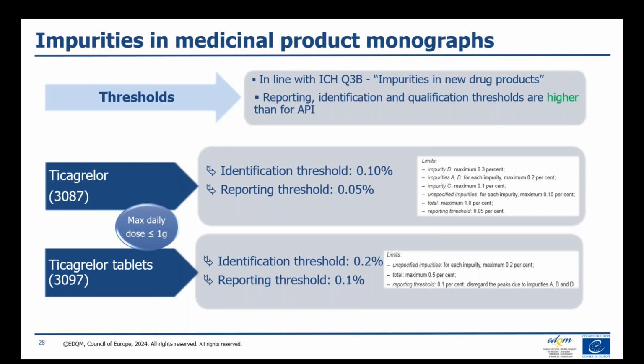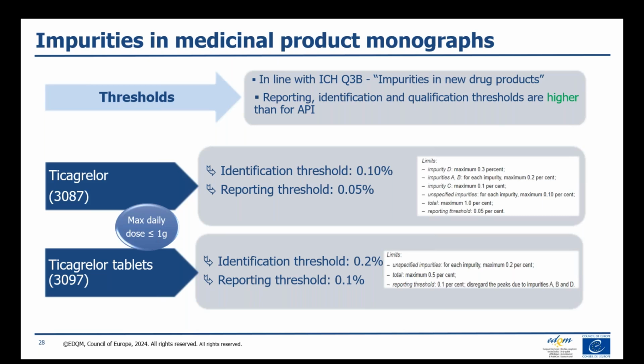For ticagrelor tablets, the reporting threshold and the identification threshold are different. The limit for the unspecified impurity is set at a maximum of 0.2%, and the reporting threshold is set at 0.1%. You can also see that for the total, there is a maximum of 0.5. So the total is lower than the total prescribed in the API monograph.